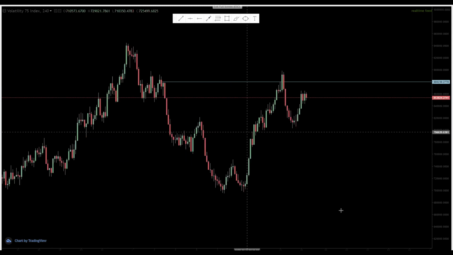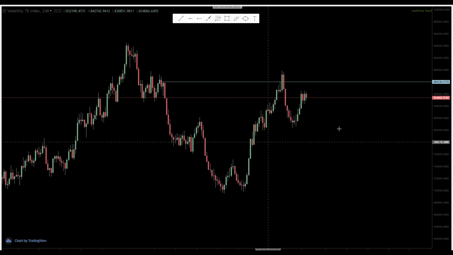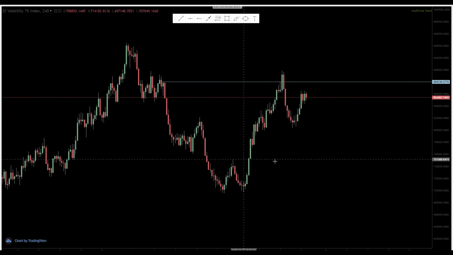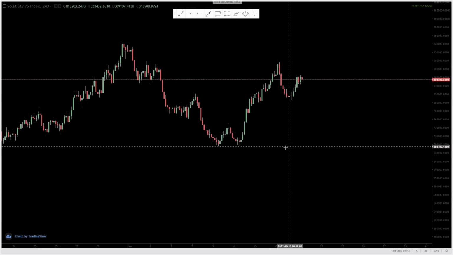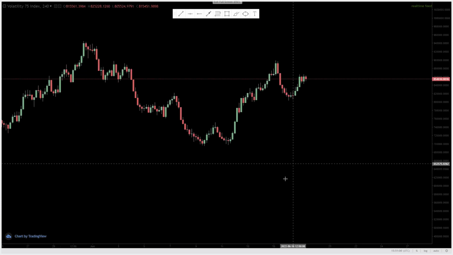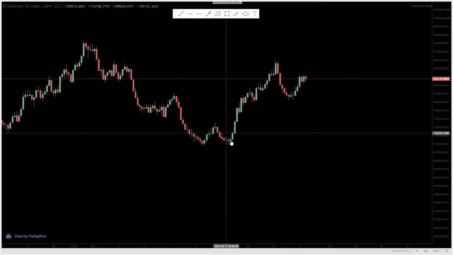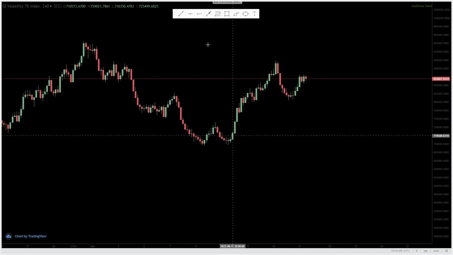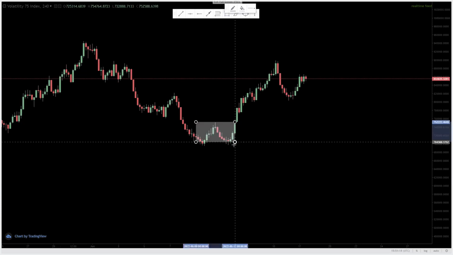There are two types of order blocks on the market: the bearish order block and the bullish order block. Now let's talk about the bullish order block. What is a bullish order block? According to the definition, a bullish order block is the last bearish candle before the bullish movement that breaks the market structure, like this one here.